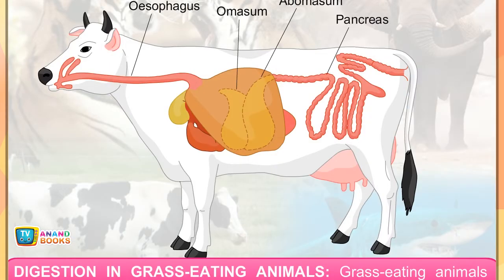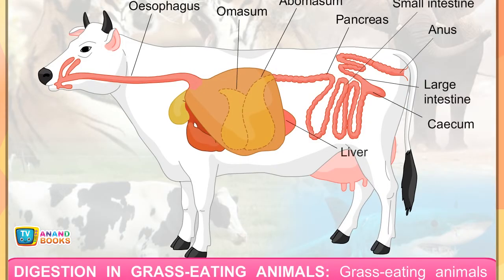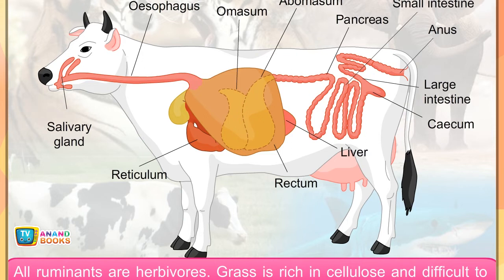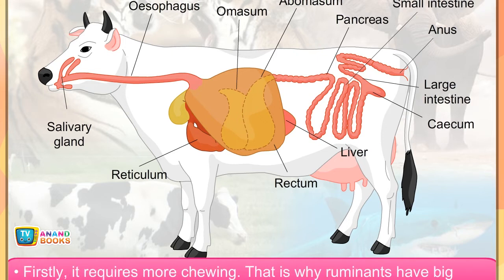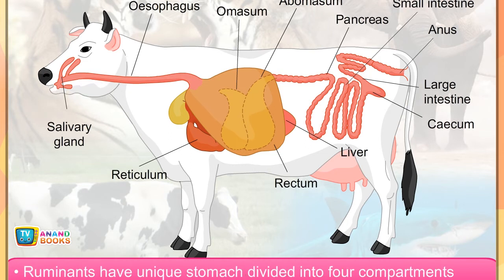Digestion in grass-eating animals. Grass-eating animals chew half-digested food and are called ruminants. All ruminants are herbivorous. Grass is rich in cellulose and difficult to digest. Many animals cannot digest cellulose. Then, how do ruminants digest their food? Firstly, it requires more chewing. That is why ruminants have big chewing teeth and powerful jaw muscles.